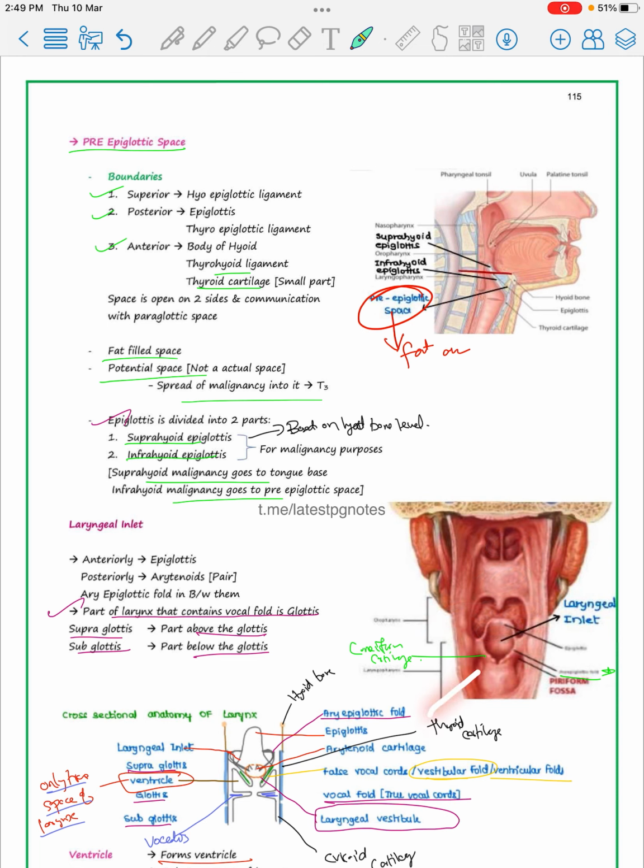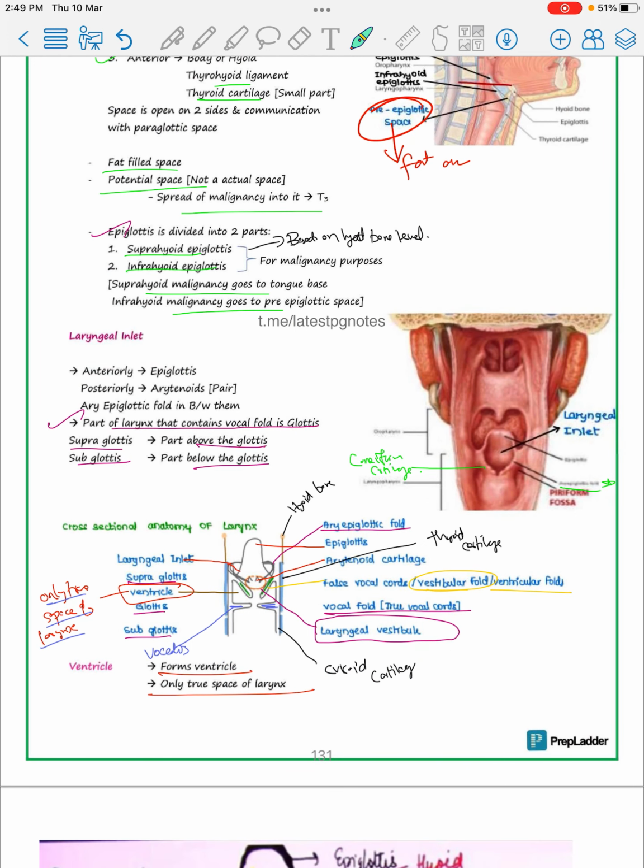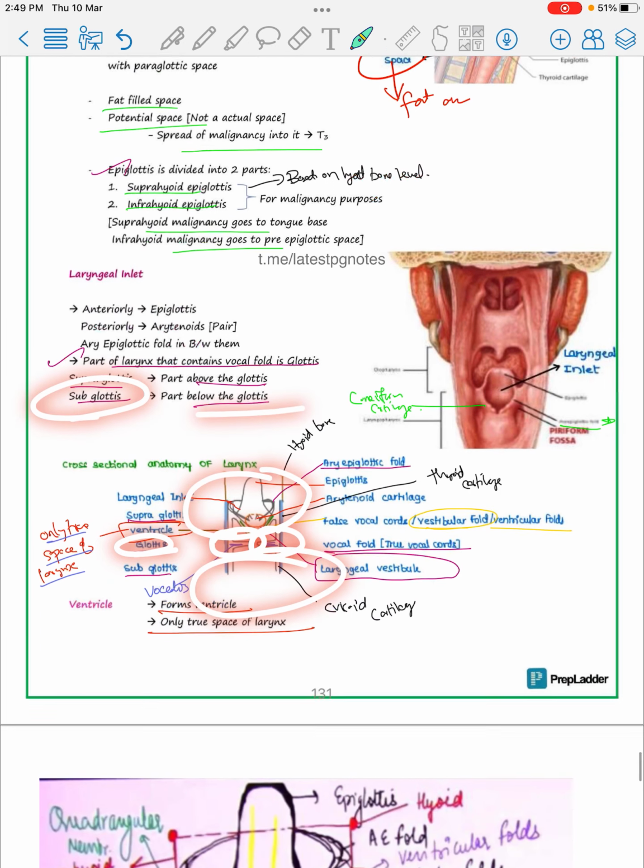This is the aryepiglottic fold. Okay, then see the laryngeal inlet, anterior epiglottis, posterior arytenoids, and the aryepiglottic fold. The part of the larynx that contains the vocal fold is known as the glottis. Okay, this is the glottis, and the part above this is known as supraglottis, and the part below is known as subglottis. Okay, that's it.